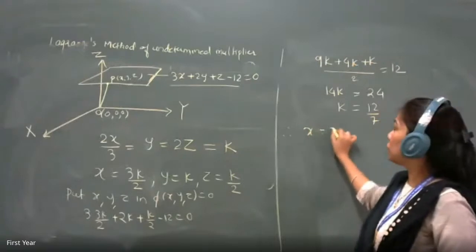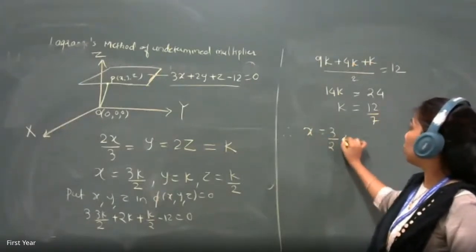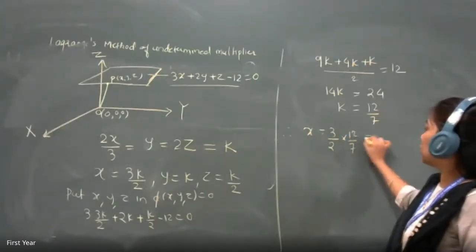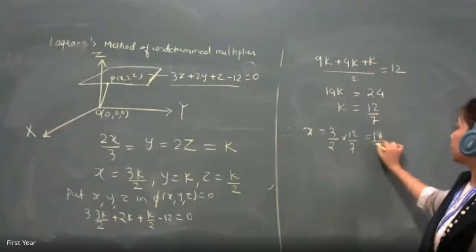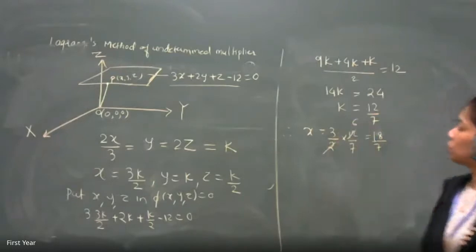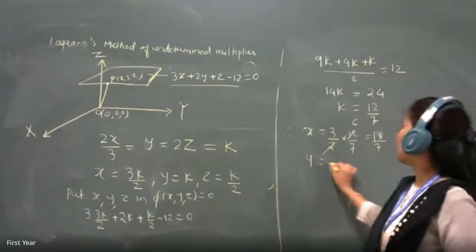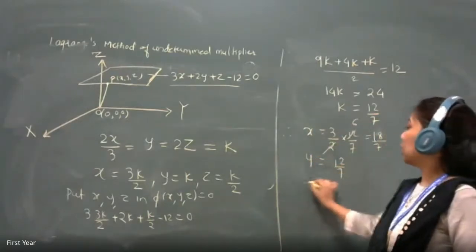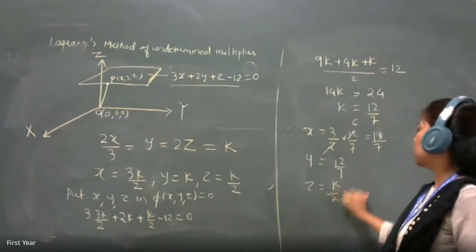And therefore, what's the value of x? x was 3k by 2. So 3 by 2 into 12 by 7, that is 18 by 7. It is 6 into 3, 18. y is equal to k, so it is 12 by 7. And z is equal to k by 2, that is 6 by 7.